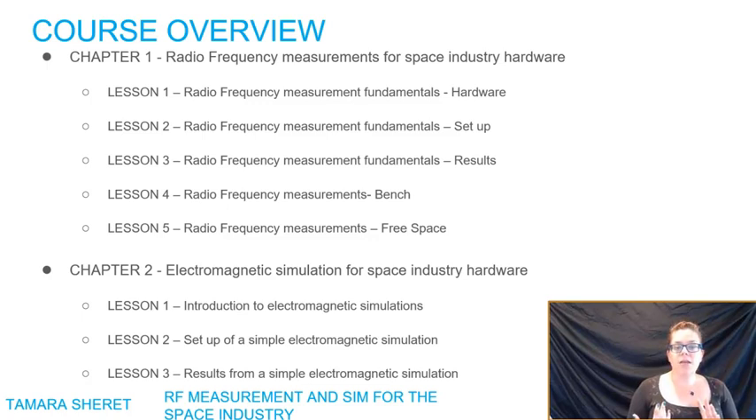Lesson 4 is looking at radio frequency measurements taken on the bench, and lesson 5 is RF measurements taken in free space. So chapter 2 is our simulation chapter. 3 lessons here. So lesson 1, we're going to look at just a general introduction to electromagnetic simulations. Lesson 2, I'm going to show you a setup of a nice, simple, straightforward example. And lesson 3, we're going to look at the results that you can get from that and how you can present them.